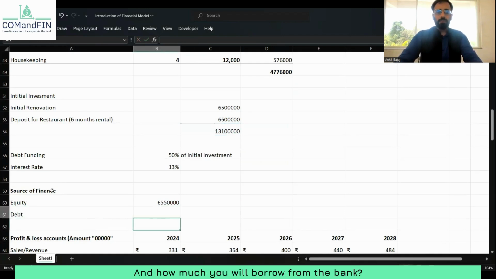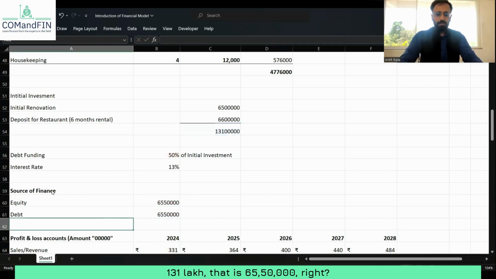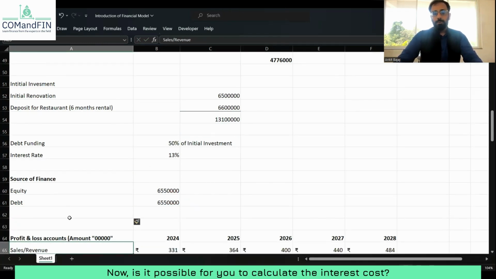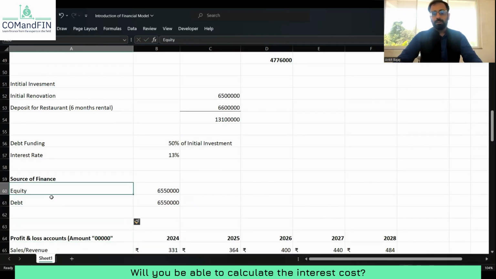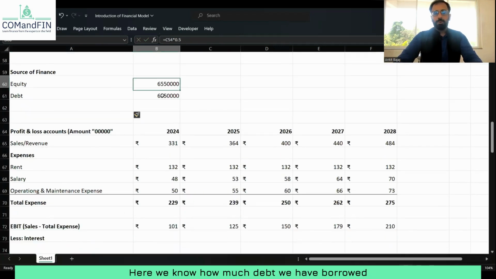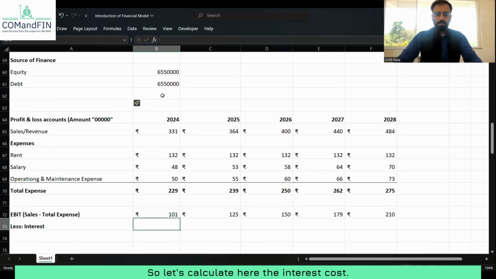And how much will you borrow from the bank? You will borrow 50% of 131 lakh, that is 65 lakh 50,000, right? This much you will borrow from the bank. Now, is it possible for you to calculate the interest cost? Yes, we can calculate it now. We know how much debt we have borrowed, and we also know the interest we have to pay, that is 13%. So let's calculate the interest cost.